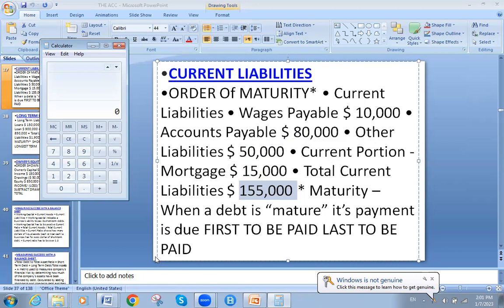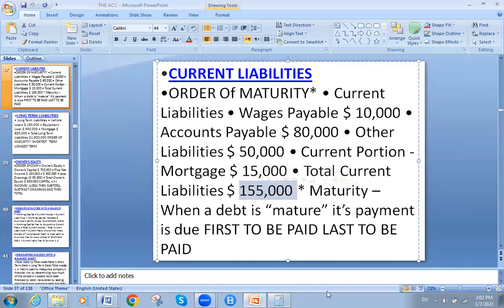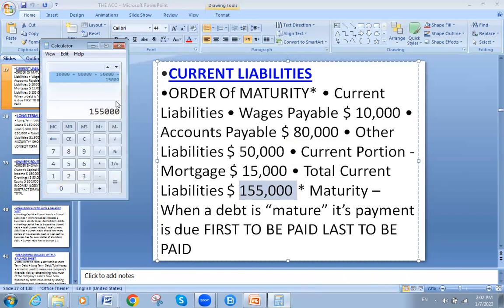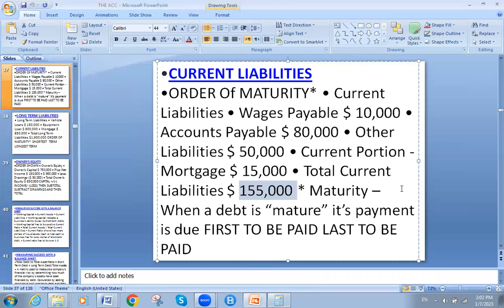That's your turn. So here, let's say 10,000 here, 10,000 plus we have 80,000, 80,000 plus we have also other liabilities, 50,000, plus we have 15,000 mortgage, 15,000 as mortgage, 155,000. Here is the amount 155, and here is the amount in the calculator 155,000. So that's how it works in both the cases.